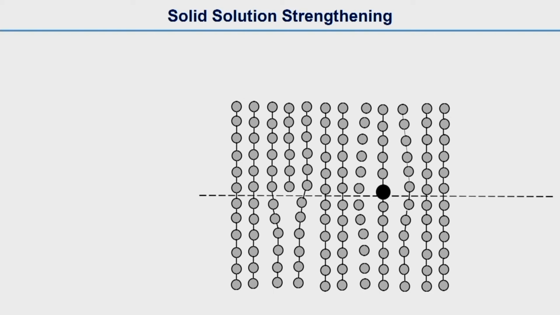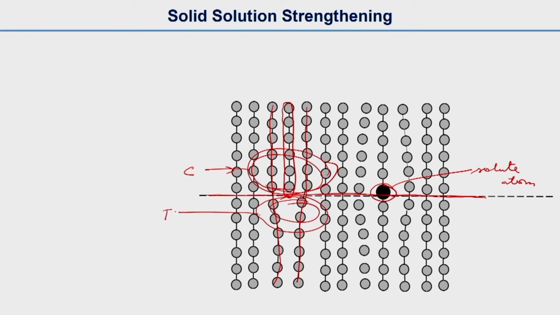Now we'll go to solid solution strengthening. As you know, let's say we have an edge dislocation here, and you see there are no planes below. Here the slip plane is this plane, perpendicular to the plane of the slide. And this is a solute atom. So what will happen now? There will be some stress field around this dislocation. Let's say this region will be in compression, I will write C for compression, and this region will experience some tensile stress, I will write T for tensile.